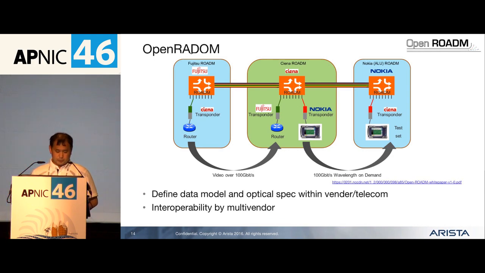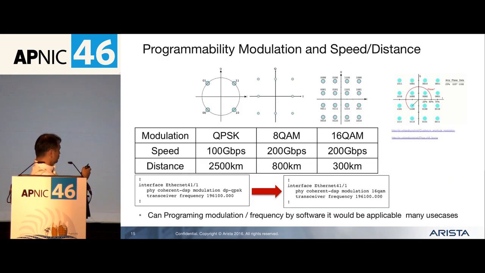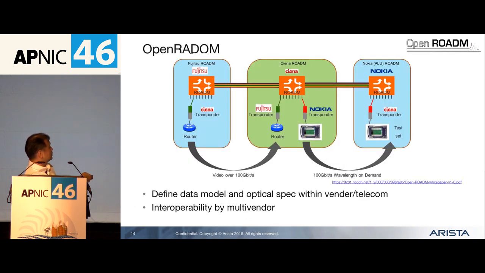OpenROADM is one of the communities, and they define the data model and the optical spec with vendors and telecoms. The figure shows they are using a Ciena transponder, and also a Fujitsu ROADM, and also a Ciena ROADM. They are also using a Nokia transponder. The community target is interoperability by multi-vendor.